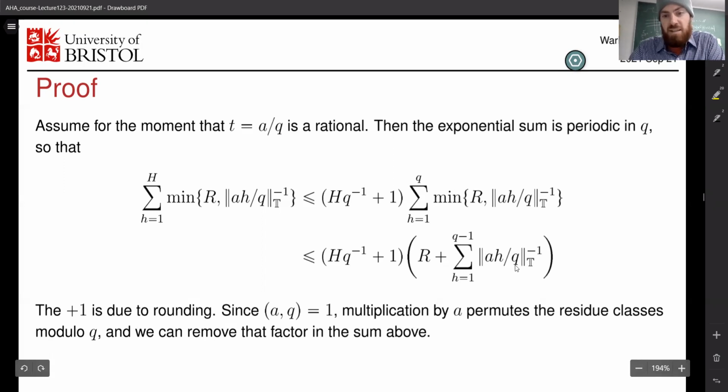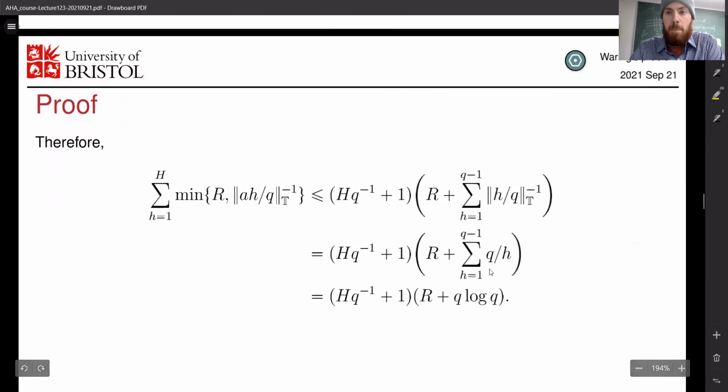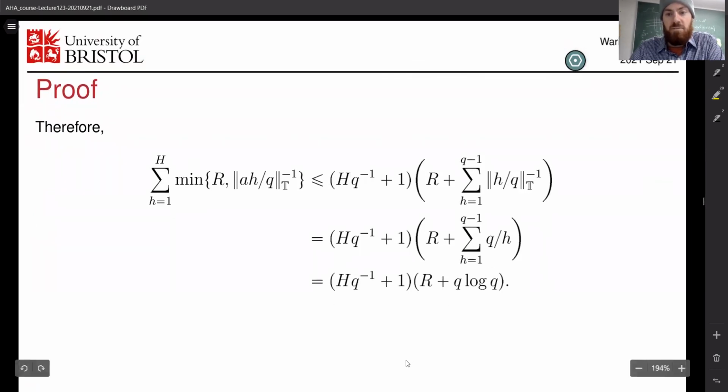And now I'm just left with a series that's the sum of h over q inverse, which is q times the sum of 1 over h, as written right here. Pull out that q. I've got the sum of 1 over h to q. That's just a log q, as we all know. It's a harmonic series, and we get the bound that I claimed right there.